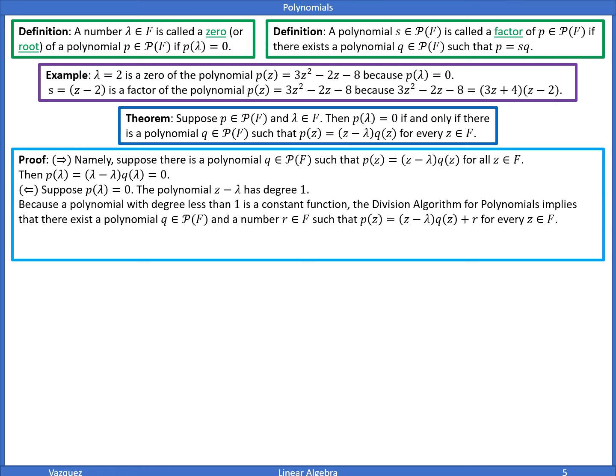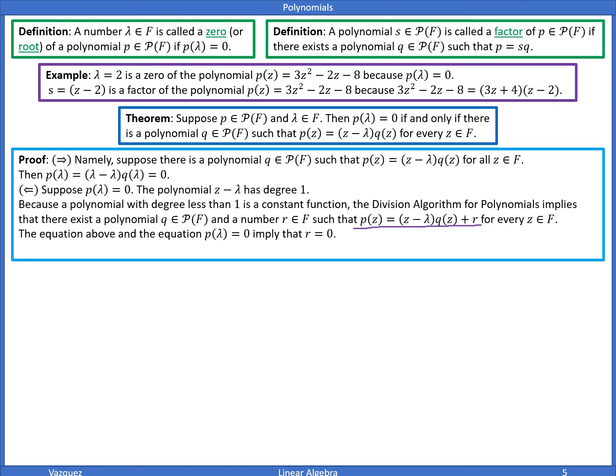The division algorithm for polynomials that we went over last slide implies that there's a polynomial q and a number r such that we get this, right? We went over the proof of why that's true on the last slide. So we can always find a q and an r such that we get p.